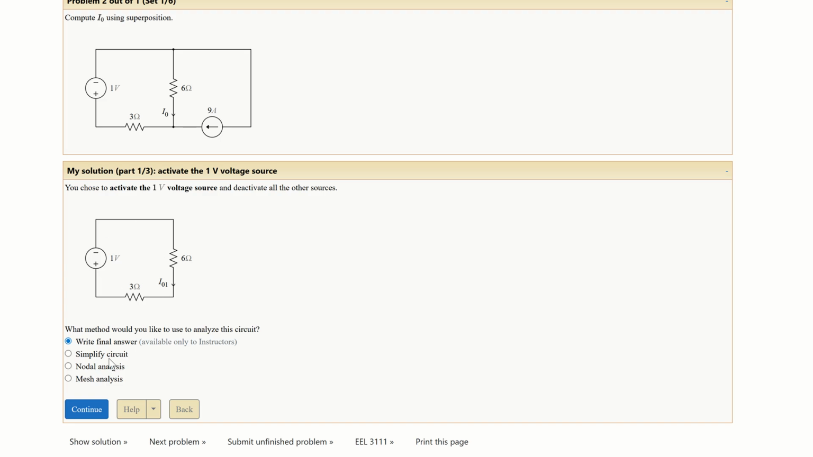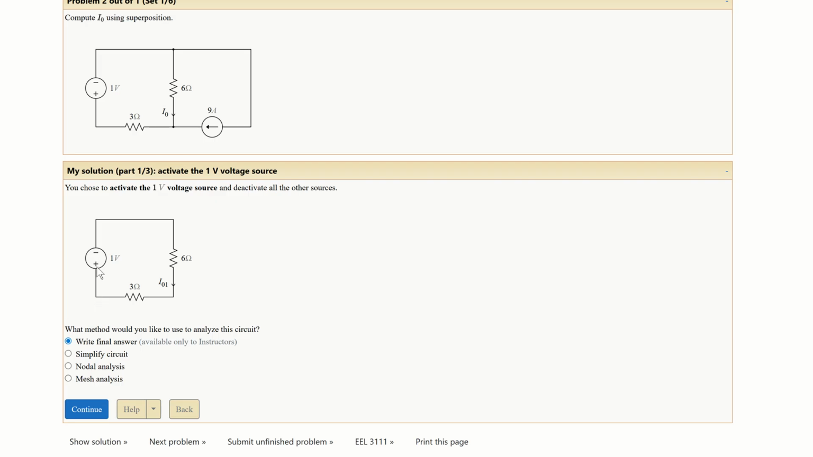Many ways we could do this. We could also simplify the circuit, which will change our variable I01, which is what we don't want to happen. We want to keep that I01. So I think our next step here is to solve with either nodal or mesh analysis.